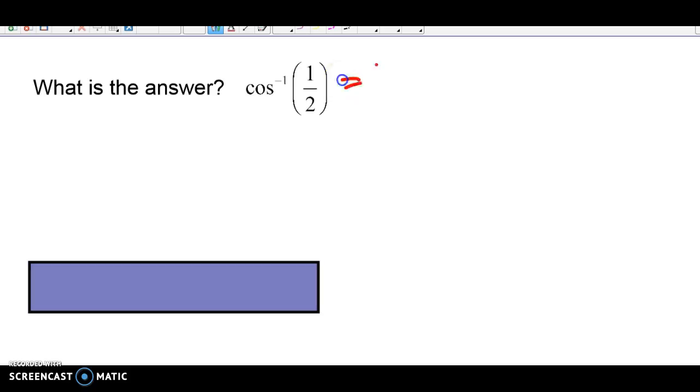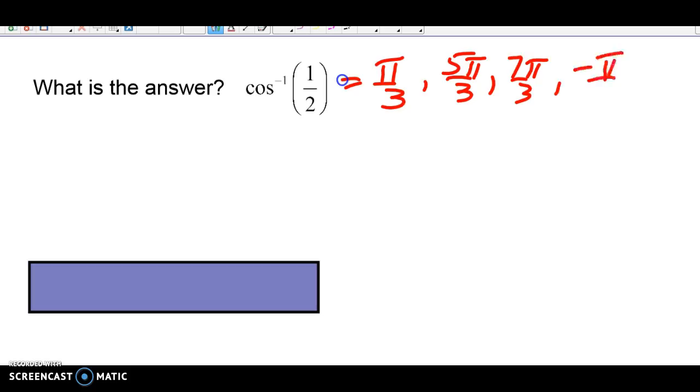Pi over 3? Okay. 5 pi over 3. Any others? 7 pi over 3? I mean, we can keep going. I guess we could. We could even go in the negative direction, right? So we have to write all of those.